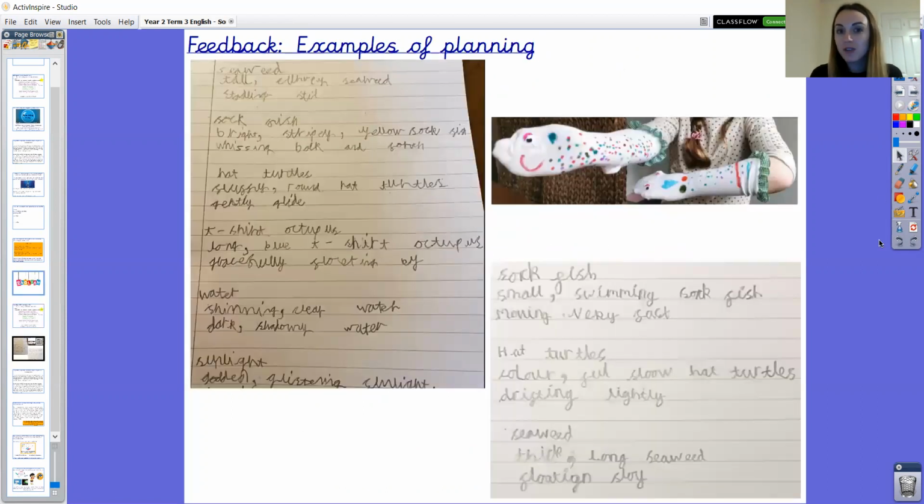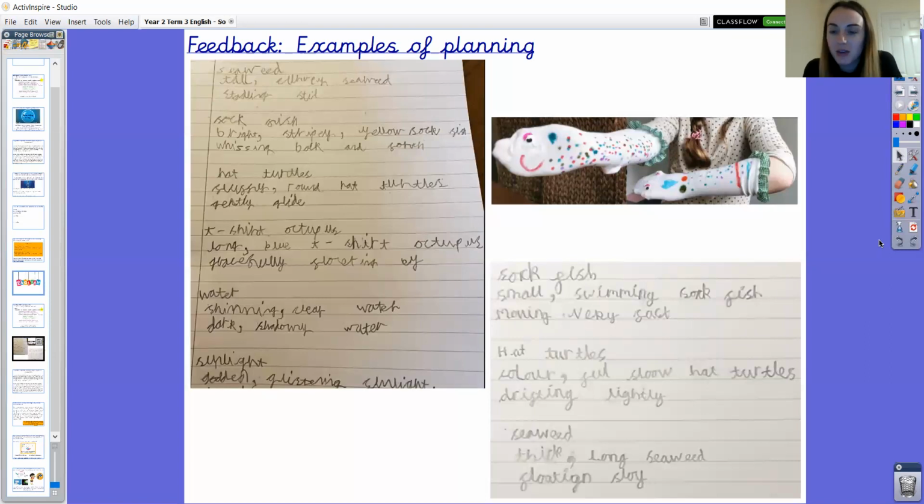Okay, so first of all, I wanted to share with you some examples of planning from yesterday. You'll also see a child in our class has created some sockfish, which are really cool. So if you can have a look here, we've got two sockfish, perhaps two spotty, speedy sockfish darting up and down. If you weren't at checkout yesterday, I wonder if you can guess who made these spotty sockfish.